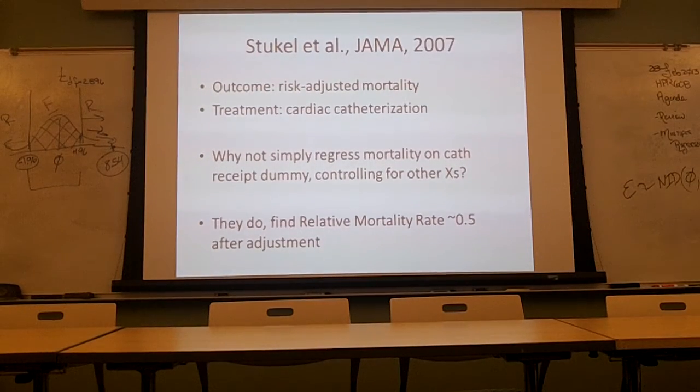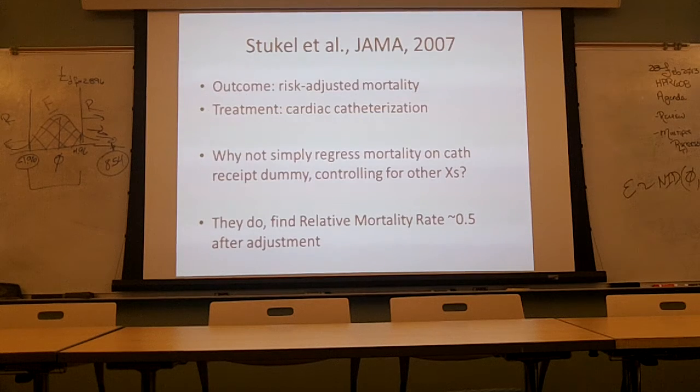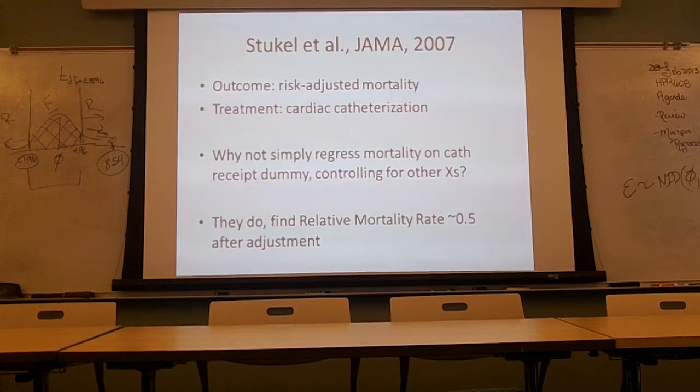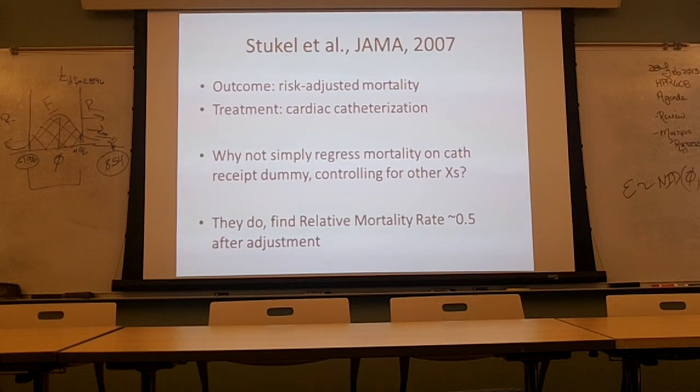So the context for Stuckel and company was they wanted to look at risk-adjusted mortality as a function of whether you got cardiac cath. Following on another JAMA paper that was even more groundbreaking by Mark McClellan and Joe Newhouse and Barbara McNeil at Harvard back in 1994, the first application of instrumental variables in clinical literature. Came from Harvard, well done.